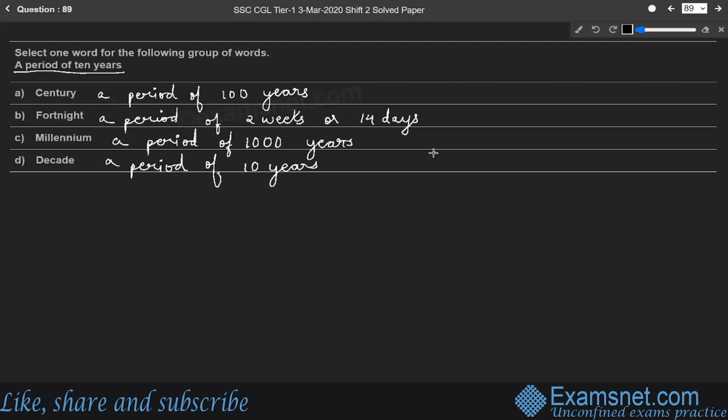Therefore, it is very clear that a period of 10 years is known as a decade. So the correct word for the given group of words is decade. Hence, the correct option is option D here.